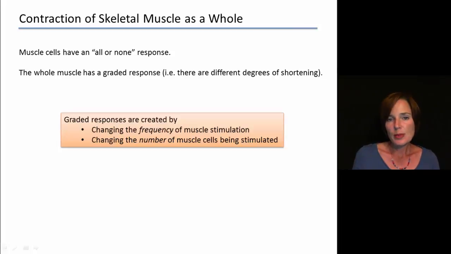The graded responses that we can have are going to be the result of changing the frequency of muscle stimulation. They can also be the result of changing the number of muscle cells that are actually being stimulated, so the ones that are participating in that particular contraction.